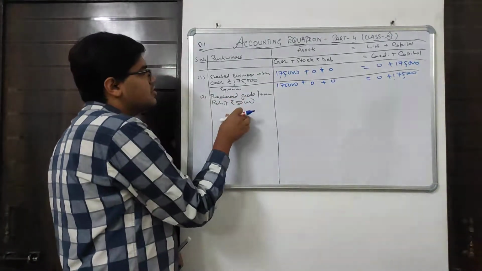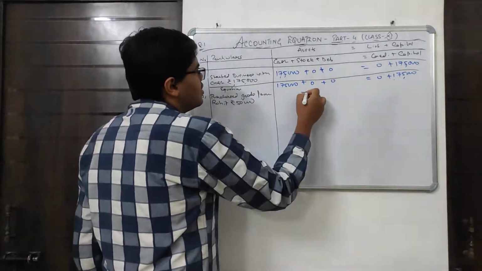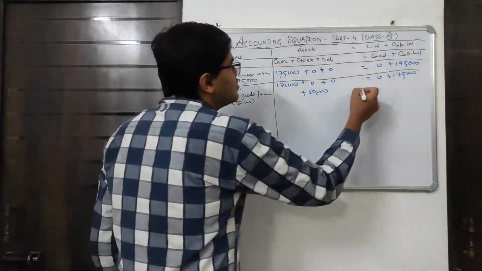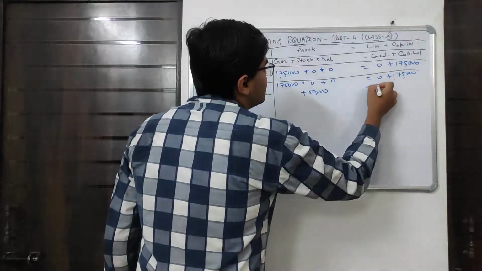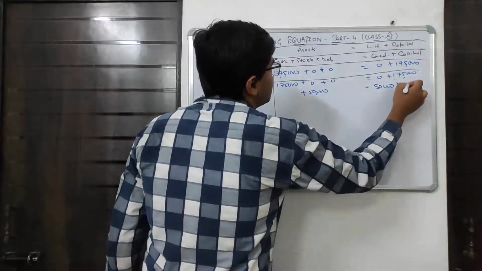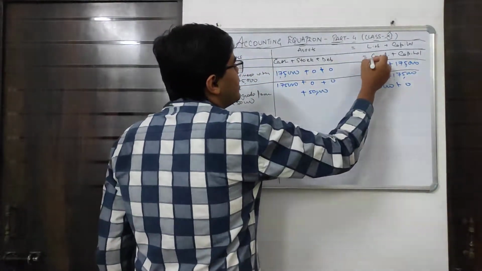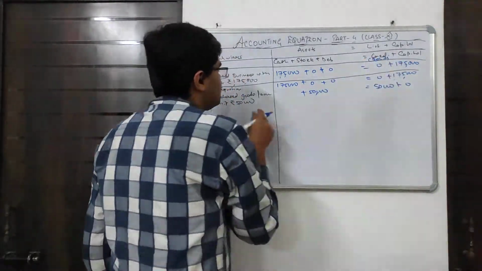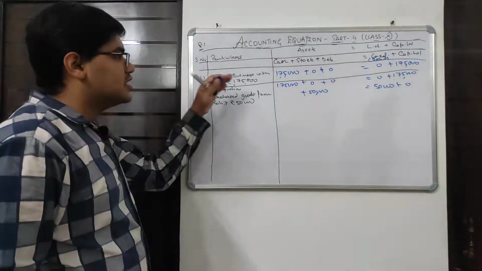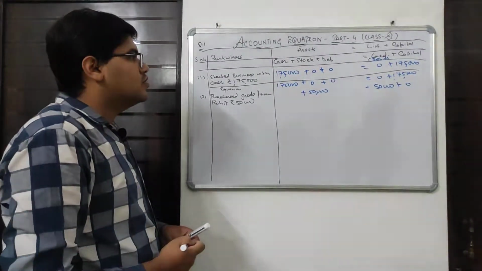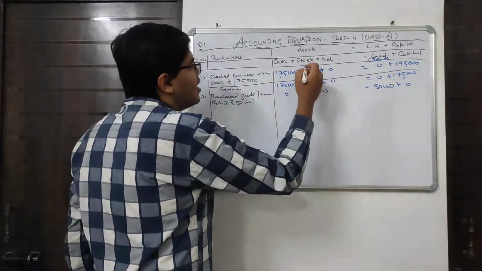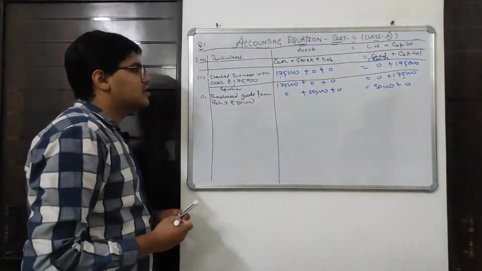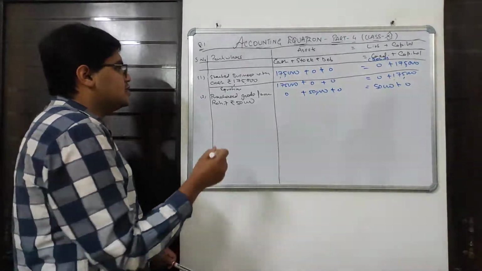Since we are purchasing the goods, stock is coming into the business, so it will be added by 50,000, and Rohit is a creditor, so creditor will be increased by 50,000. You can write here creditor Rohit to make your transaction more clear. No change in cash, no change in debtor and no change in capital. As you can see, the equation gets balanced.